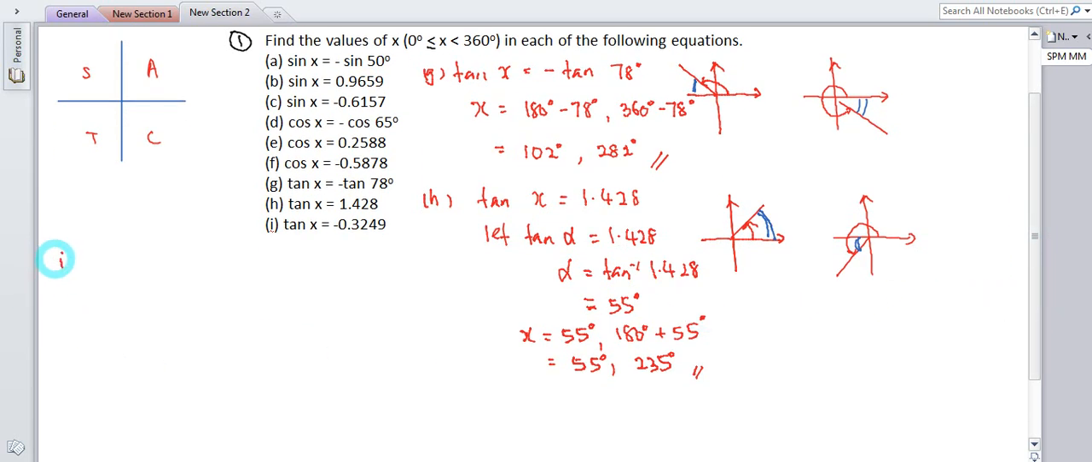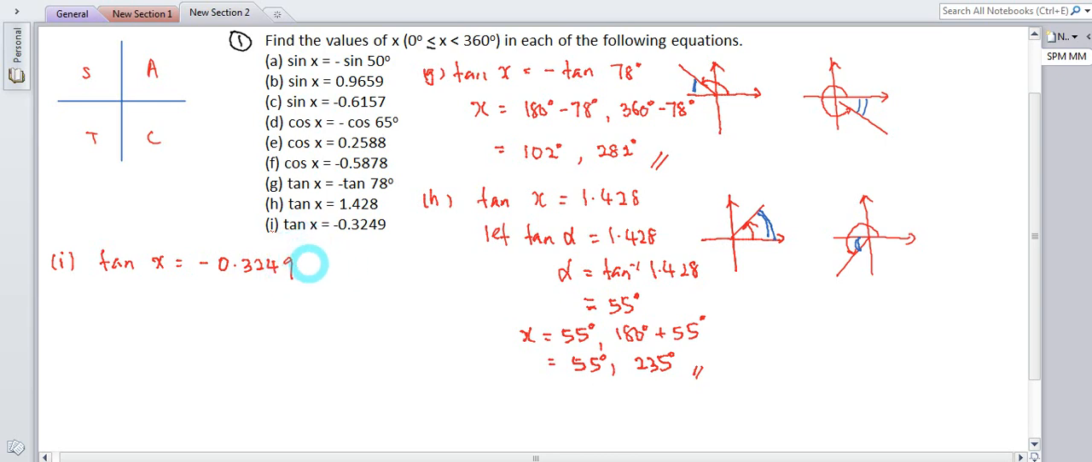I. Tangent x is equal to negative 0.3249. Okay, so the tangent, if we want to get a negative, we know that the angle must be in the ASTC, second quadrant or last quadrant, right? Okay, so we need to find the reference angle. When we find the reference angle, we just ignore the negative sign first. Tangent alpha equal to 0.3249. We ignore negative sign first.